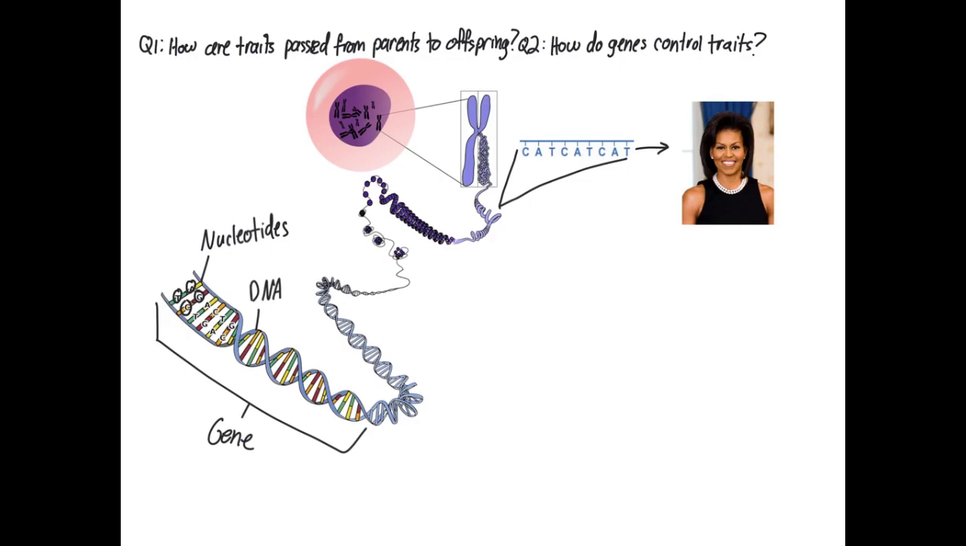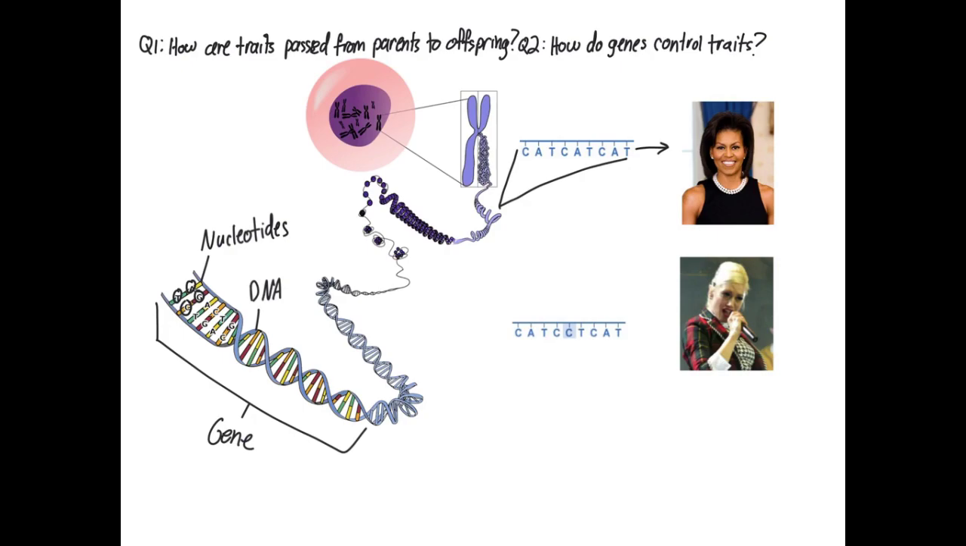For the most part, different people have very similar DNA sequences, but small differences can account for differences in appearance. For example, one DNA sequence could give dark hair, like Michelle here, while a different DNA sequence could give light hair, like Gwen here. The sequence of Michelle's gene is CAT, CAT, CAT. While for the same gene in Gwen, the sequence is CAT, CCT, CAT. And in this hypothetical example, this small change in nucleotide sequence from an A to a C changes hair color.